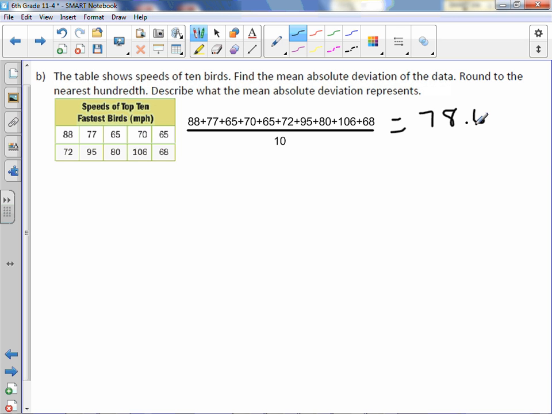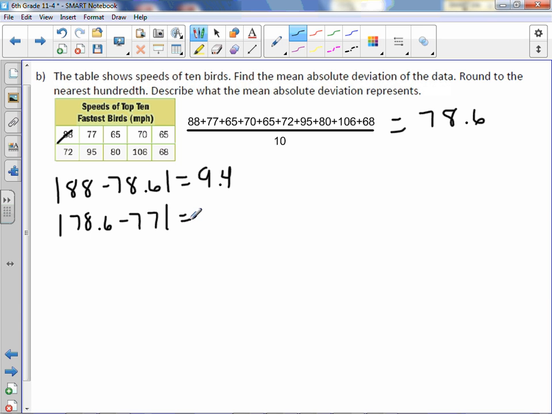Again, we're going to take each number and subtract it from the mean, but again, comparing and putting the larger number first. So we have 88 and 78.6. 88 is larger, so absolute value of 88 minus 78.6. 88 minus 78.6 is 9.4, and the absolute value is also 9.4. Next number. 78.6 is larger than 77, so we will put that number first and subtract and take the absolute value. When we do that, we get 1.6.